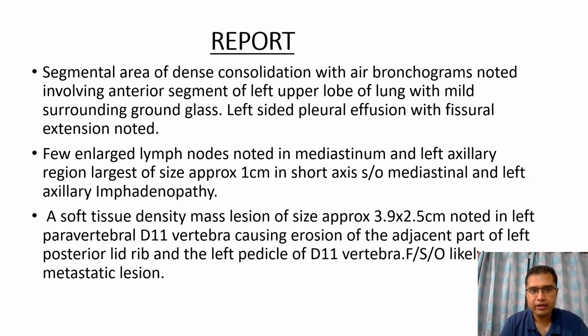So this is the report that I had given: a segmental area of dense consolidation with air bronchograms involving the anterior segment of the left upper lobe of the lung along with mild surrounding ground glass opacities, left-sided pleural effusion with fissural extension, few enlarged lymph nodes in the mediastinum and left axillary region. The important thing here is the soft tissue density mass in the left paravertebral region at D11 level, which was causing destruction of the posterior rib as well as the pedicle of D11 vertebra, which I had given as a possibility of a metastatic lesion.